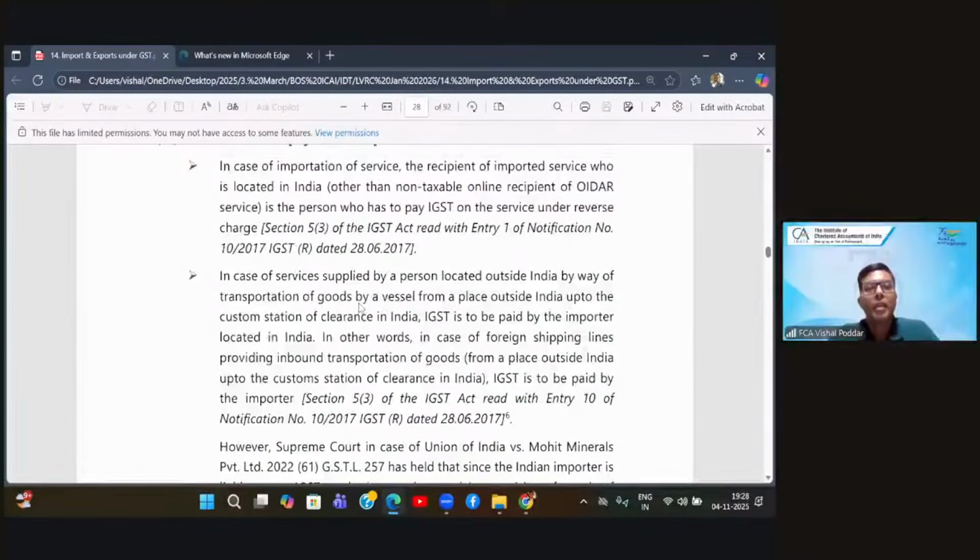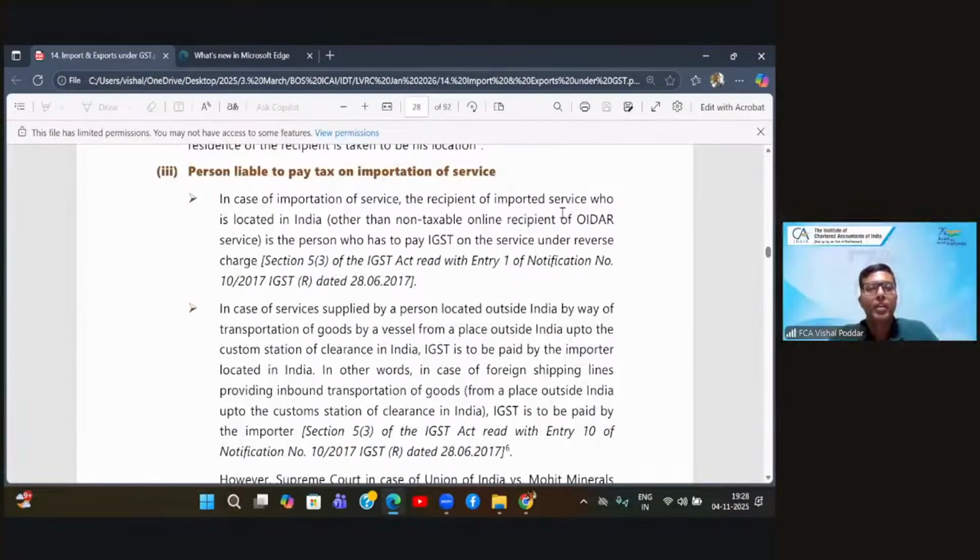Now, who is the person liable to pay tax? Except in case of OIDAR services, where the recipient is non-taxable online recipient, in all other cases, the liability to pay IGST is on the recipient because the transaction is under reverse charge.